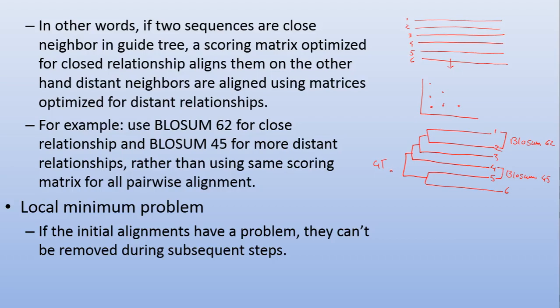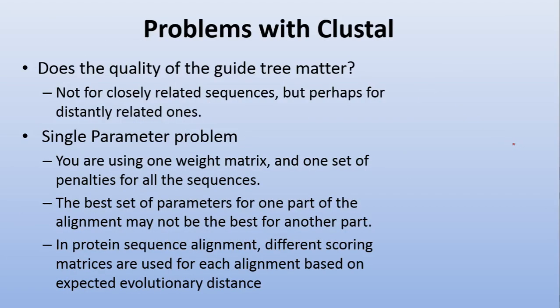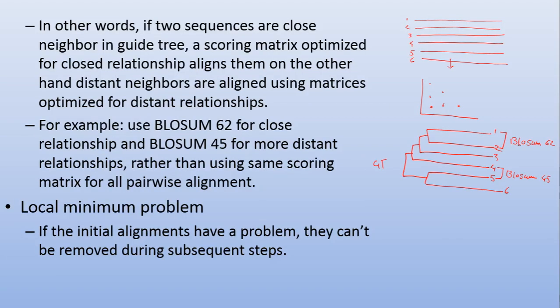So the problem is what we call the single parameter problem. If you use the same scoring matrix to align two sequences or two sets of sequences that are differentially related to each other, then it might become a problem.